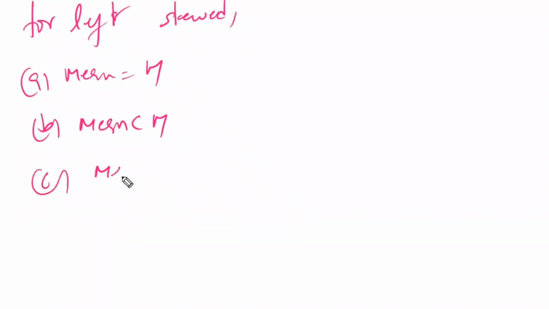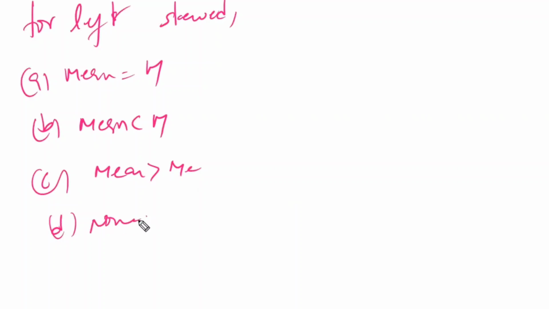For a left skewed distribution, which of the following is true? Option A, mean is equal to median. Option B, mean is less than median. Option C, mean is greater than median. And option D is none of the above.